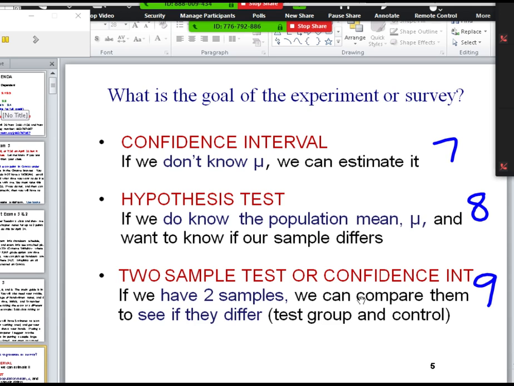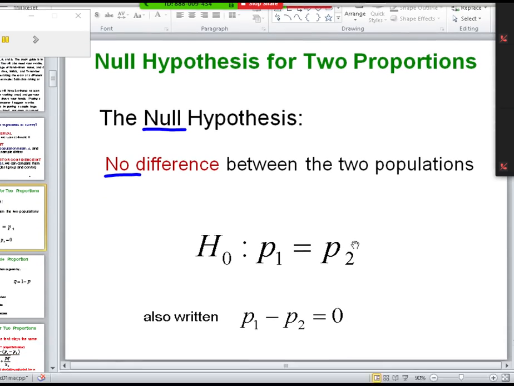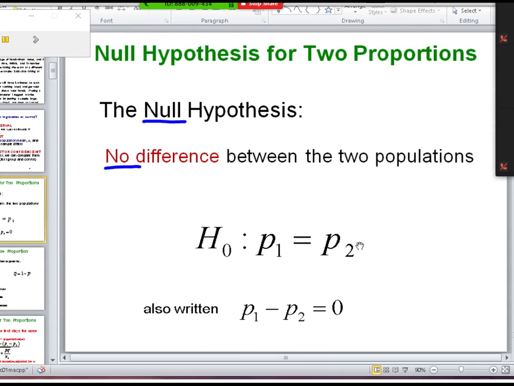And then the other thing we're doing right now is looking at two samples and comparing them to see if they differ somehow. That's Chapter 9. The first one we looked at was two proportions. So we have two different proportions we're going to compare.